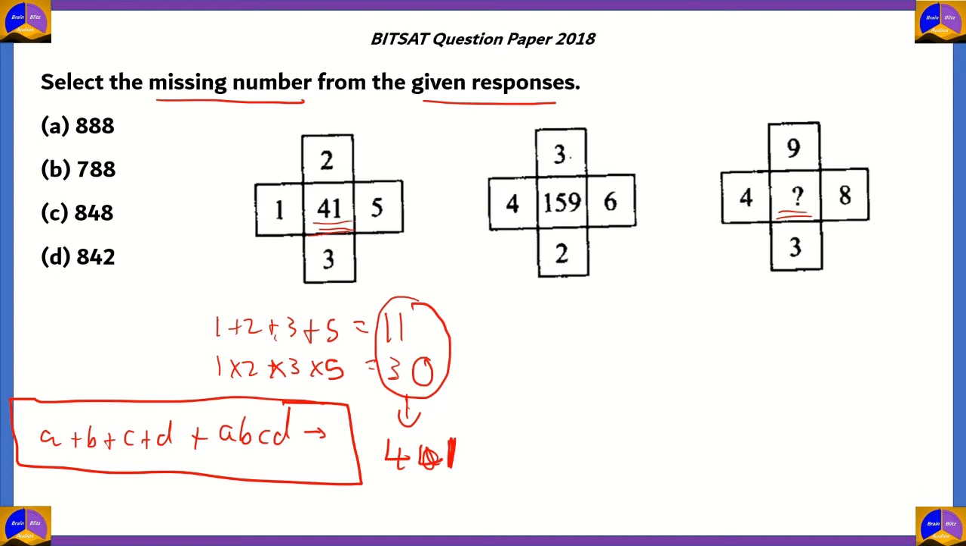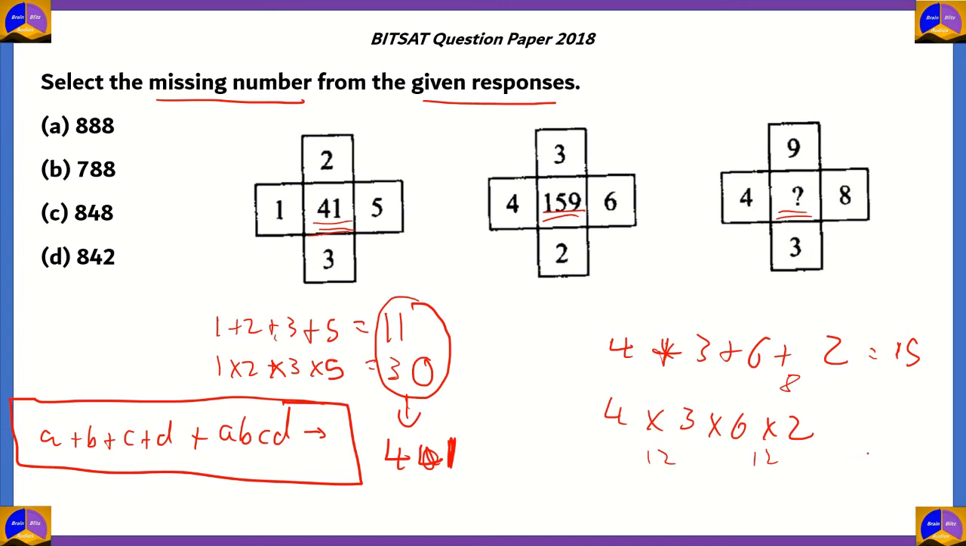And if you were to apply that to 4, 3, 6, and 2, you will get 159. I'm not going to do it because we can do that later. I mean, let's do it for good measure. So 4 plus 3 plus 6 plus 2. 6 plus 2 is 8. 8 plus 4 is 12. 12 plus 3 is 15. Okay. Now what about 4 times 3 times 6 times 2? 6 times 2 is 12. 4 times 3 is also 12. 12 squared gives you 144.